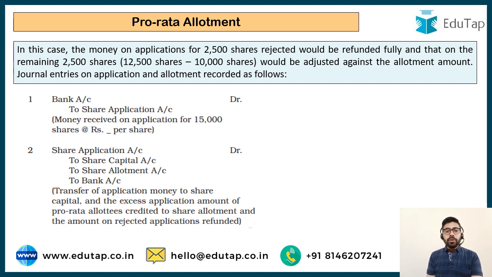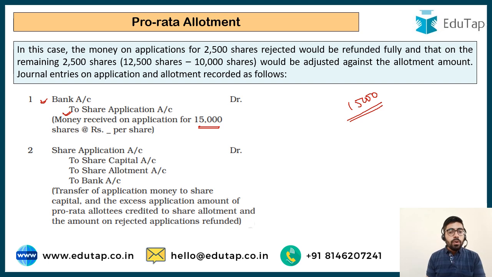So now in this particular case, let's try to understand how things are going to work. Applications were received for 15,000 shares, so money would be received for the 15,000 shares. We would receive the money, the bank account is going to be debited and the share application account is going to be credited, as we saw in the previous question.